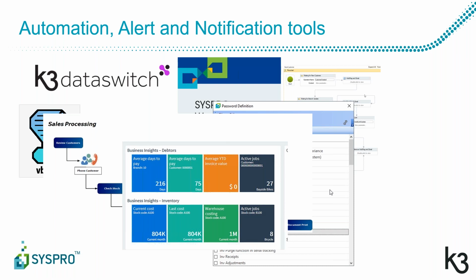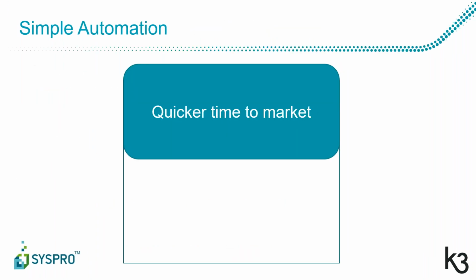I'm going to start out with a business scenario. We have a need to simplify automation. So assuming that we've not already used data switch, and we're not looking at using workflow, what we're looking to do is make sure that we've got quicker time to market. From a production standpoint, we're not identifying and notifying the warehouse staff as quickly as we should when a job gets completed.